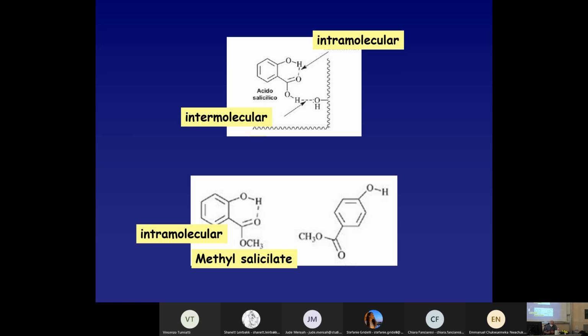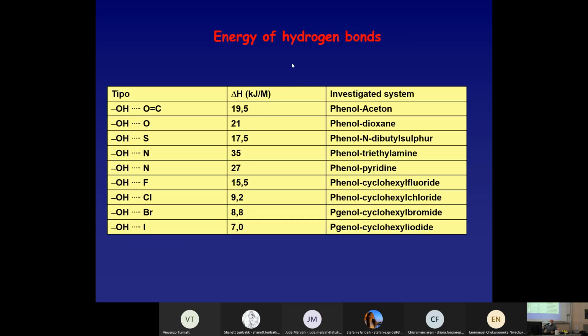Sometimes the intramolecular hydrogen bond is responsible for the low solubility of particular drugs. We'll see a specific family of antibiotics called the tetracyclines. Tetracyclines have a lot of OH groups on their structure, but the hydrogen bonds are intramolecular, and so the result is that these molecules have a very low solubility in water, because all the hydrogen bonds are inside the molecule, intramolecular bonds and not intermolecular. Energy of hydrogen bonds, you see a different energy.